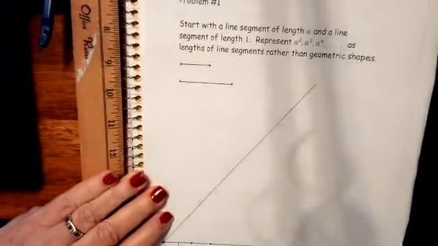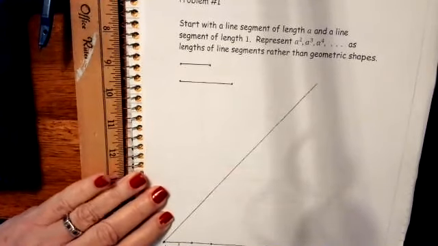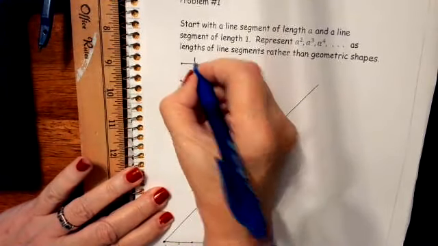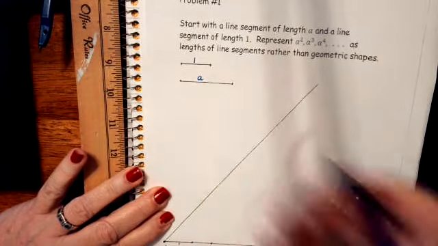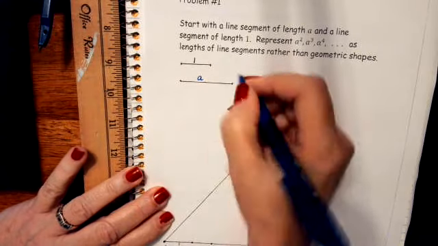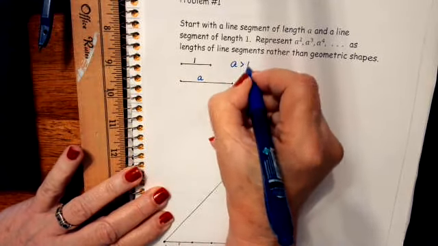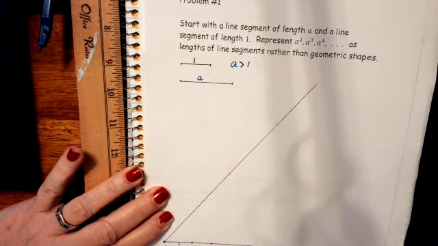So in this first one, I'm given two line segments. One is my unit line segment. Its length is 1, and one has a line segment of A. And in this example, A is greater than 1. Okay, easy to see that.